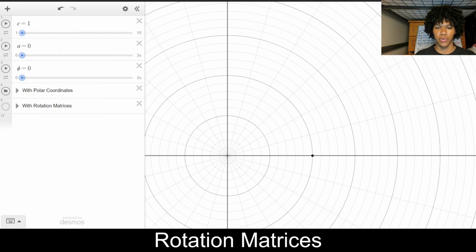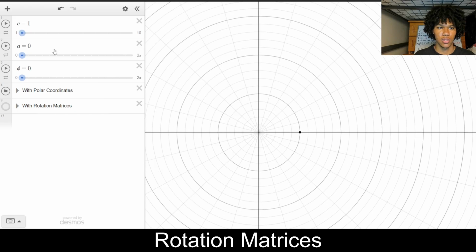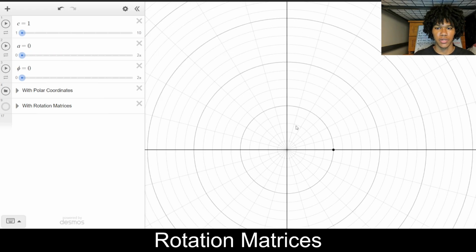Let's take this black point in polar coordinates, and I'm just going to move it around anywhere I please on the plane. I'm going to spin it around the origin or move it as far as I want from the origin, right? So we just have this black point, nothing special about it.